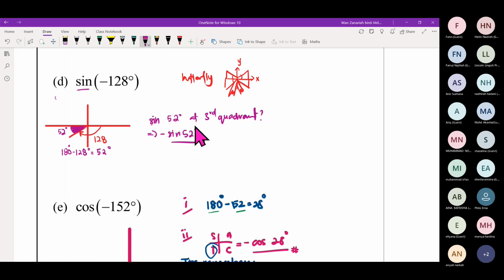How do you know whether your answer is correct? Try pressing sin negative 128. What do you get? Negative 0.788. Okay, meanwhile negative sin 52.